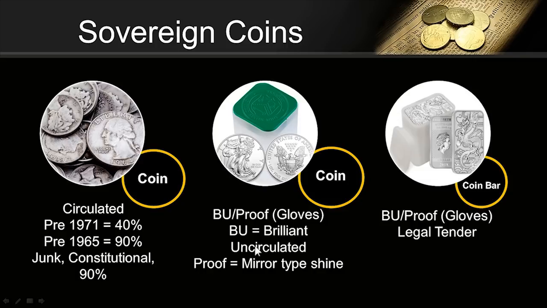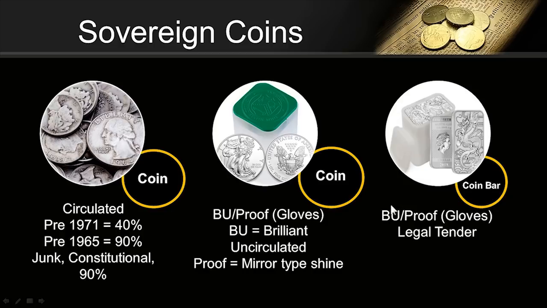And then also, if it's a proof, it's basically the same design, but it's a mirror type finish, really shiny. You can see yourself in it, and it's a higher premium than the BU is going to be. Take an American Silver Eagle, you're commonly going to see it between $1.75 and $3 over spot. So the premium for this is $1.75 to $3 usually.